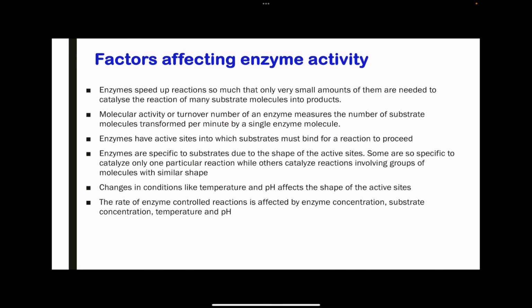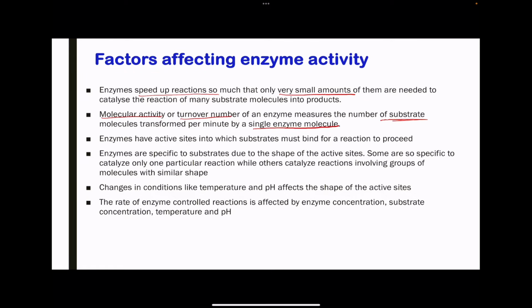Moving on. When we go to factors affecting enzyme activity, like I already said, I talked about pH already, as well as the temperature. So we already know that enzymes speed up reactions. Only very small amounts of these enzymes have to be used in order for reactions to be catalyzed or for the substrate to be converted into products. And during enzyme activity, there is a term called molecular activity of an enzyme, which is the measure of the number of substrate molecules transferred per minute by a single enzyme. So usually enzyme-catalyzed reactions have a higher molecular activity or a higher turnover number because fewer enzymes are required for many substrates to be converted into products.